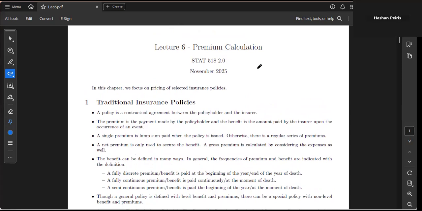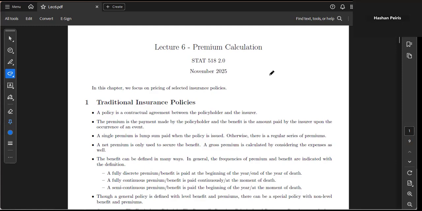To begin, let's discuss the nature of these insurance systems, where we have a policy, which is a contract between the policyholder and the insurer, which legally states what conditions the risk has to fulfill in order to be paid or compensated. That means not all risks are insurable, and the premium is the payment made by the policyholder, and the benefit is the amount paid by the insurer upon the occurrence of the event.